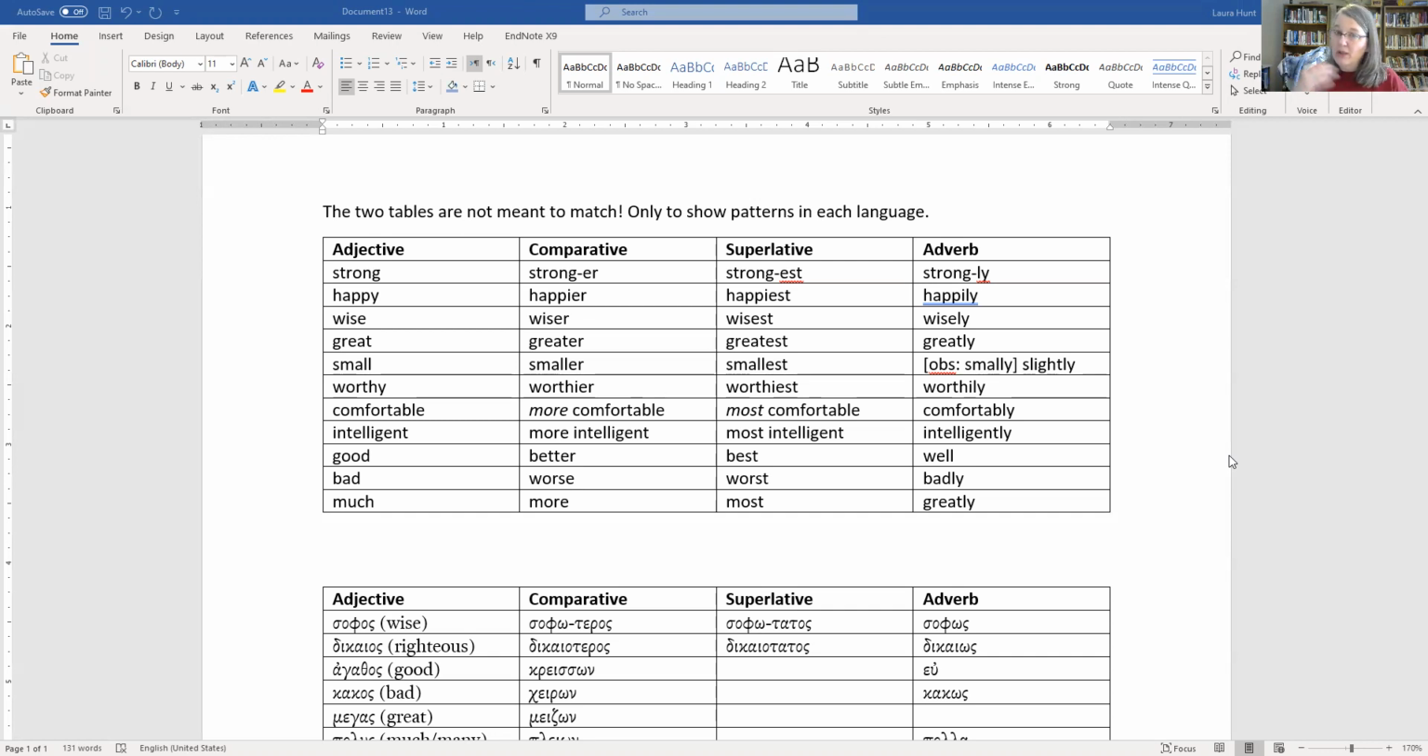We have small, smaller, smallest. There used to be in English a word called smally. We don't really use smally anymore in English. We might say slightly. There might be other words that we would use.